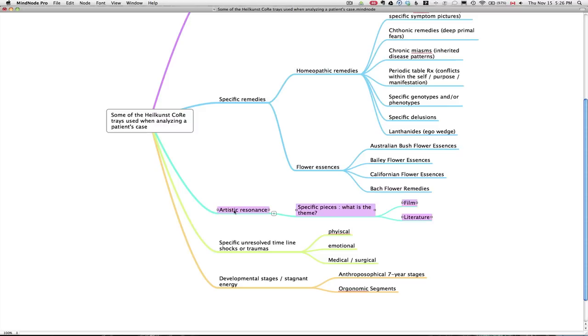Another group of trays that I work with in the core can relate to specific resonance with different art pieces.